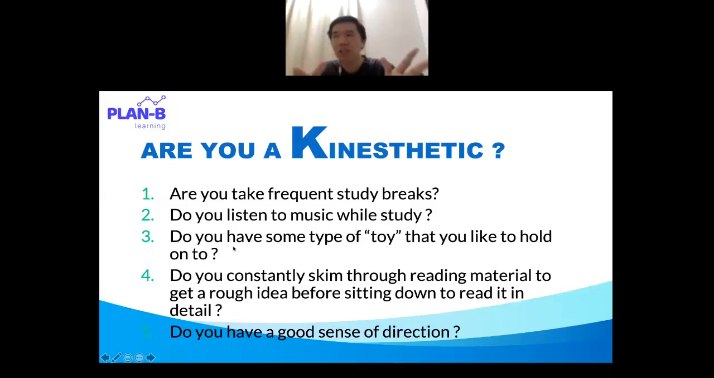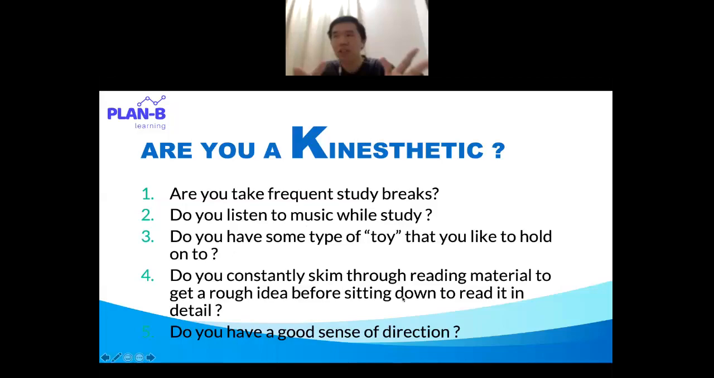Number 4, do you constantly skim through the reading material to get a rough idea before you actually read through the detail? If you are type 4, biasanya kamu baca buku, you just go through, baca summary saja. And then after kamu dapat idea, okay, this one can help me, baru kamu nak baca detail. Okay, good. Some of you are.